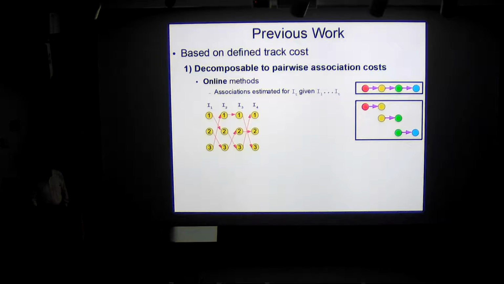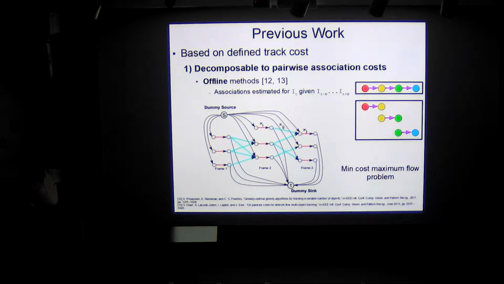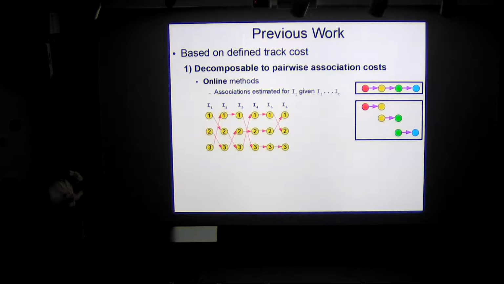There is prior work on this. The prior work addresses the situation where the costs are decomposable into a cost per stage. When the costs are decomposable into a cost per stage, you can find efficient algorithms which allow you to compute the optimal tracks under this setting.